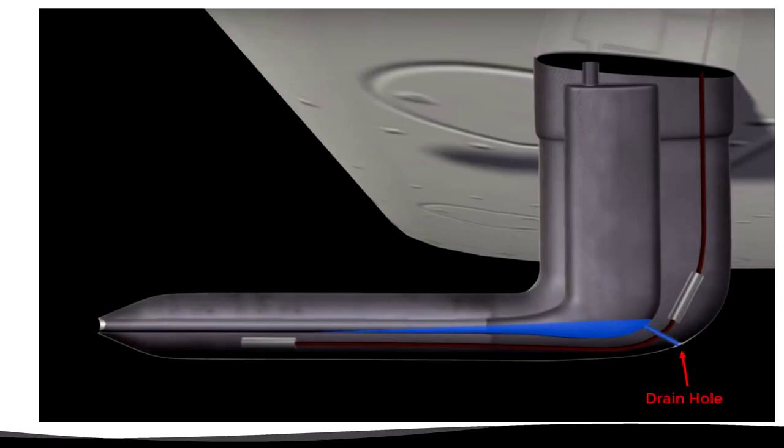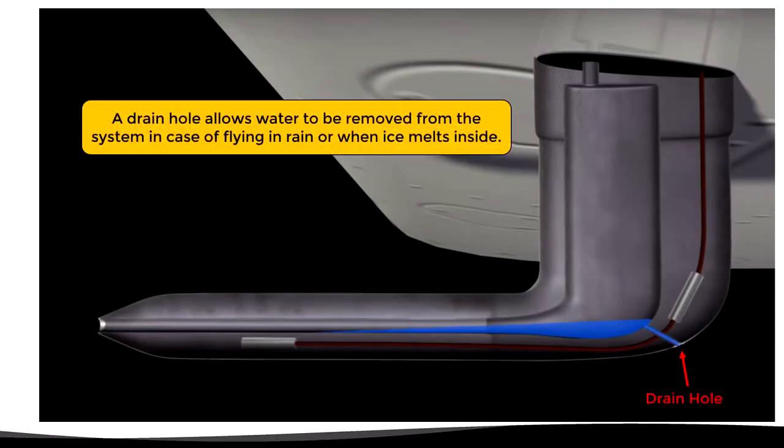Now, another component of the Pitot tube is the drain hole. This is a small hole in the back of the tube that allows water to be removed from the system in case of flying in rainy conditions or when melting ice using the Pitot heat. As we can see, this Pitot tube is designed to eliminate any possible error in the pressure measurement.